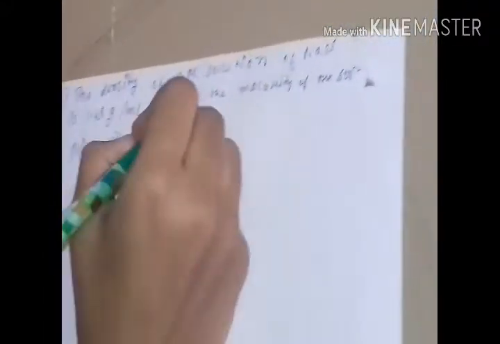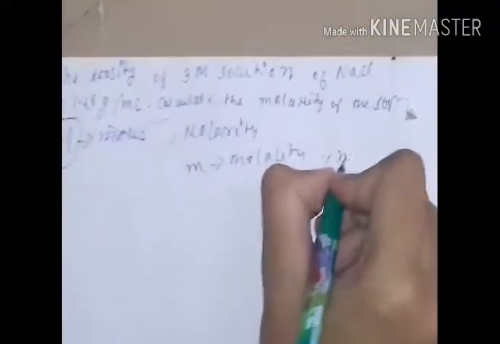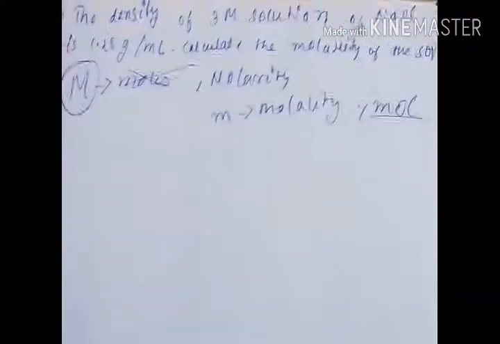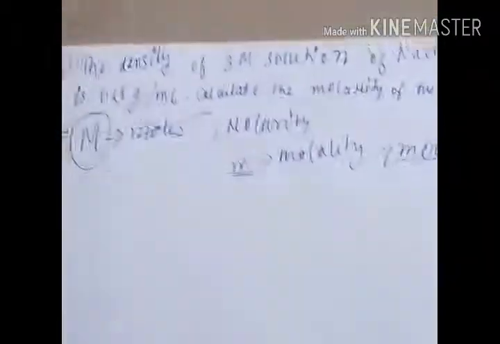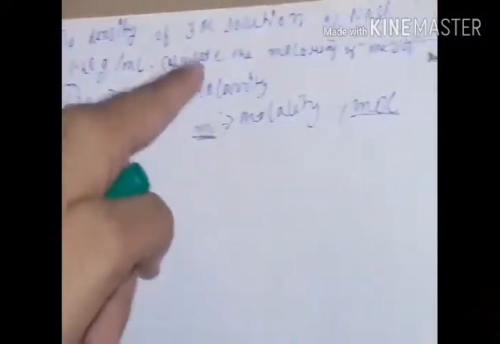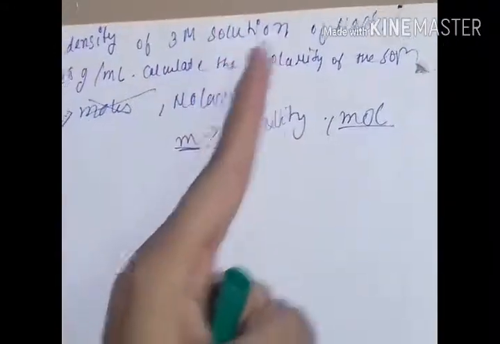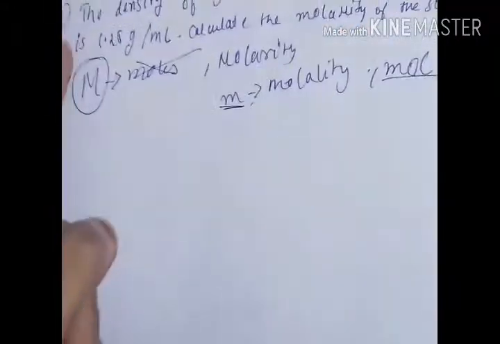You may think that it is moles, but this is not a mole, this is molarity. The big capital M refers to molarity, and smaller m refers to molality. Okay, and moles we will write MOL. Mole is not defined as small m. So the density of 3 molarity of solution of NaCl is 1.25 gram per ml. Calculate the molarity of the solution.